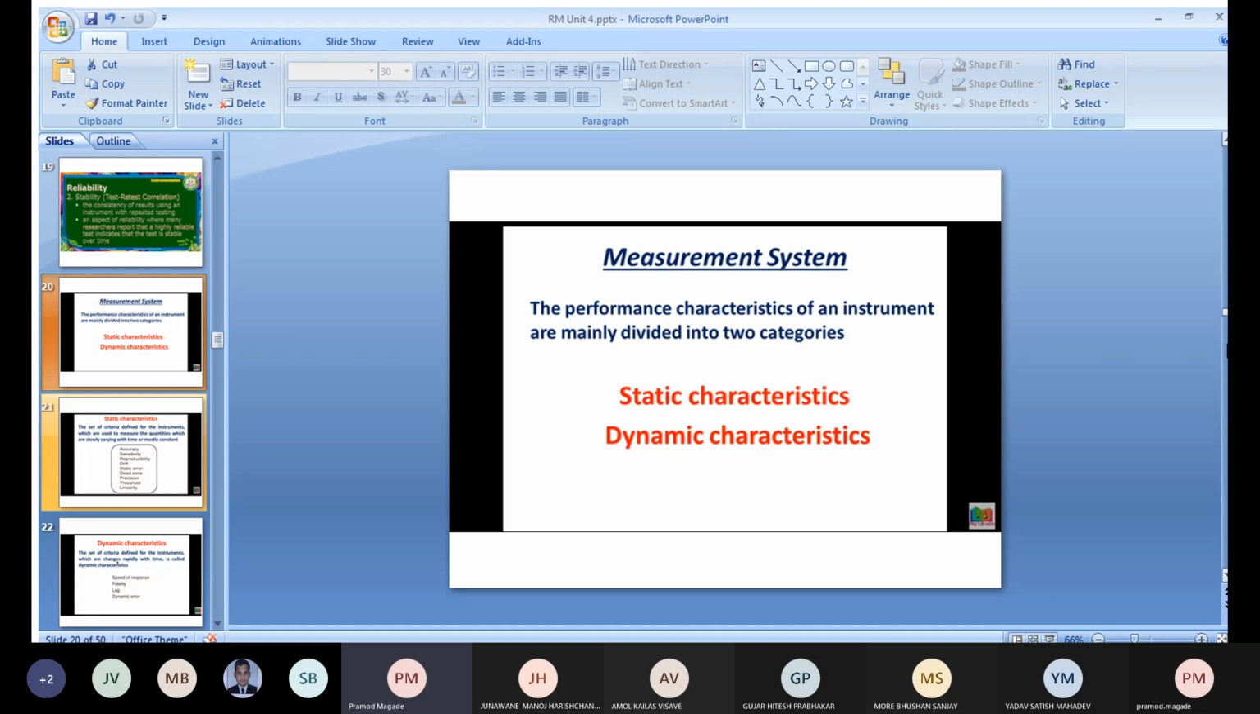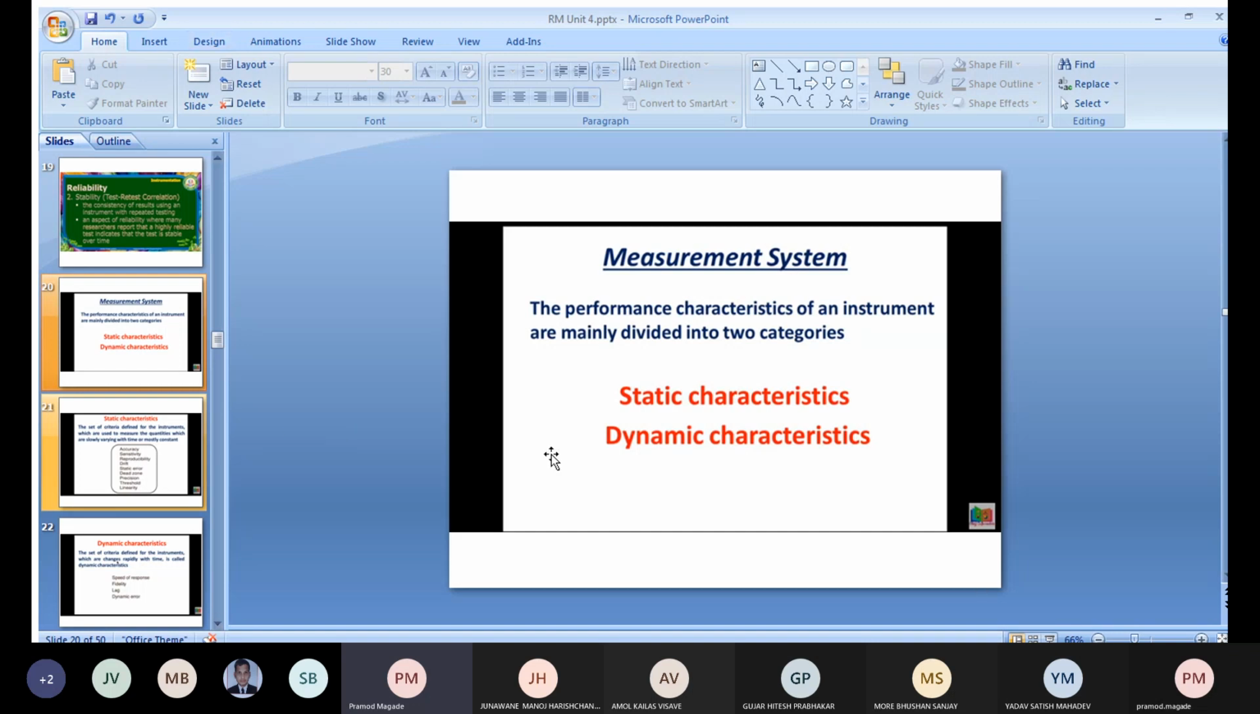So just write down: there are two types of measurement system. First, write down static characteristics, and second is dynamic characteristics. Static characteristics and dynamic characteristics.